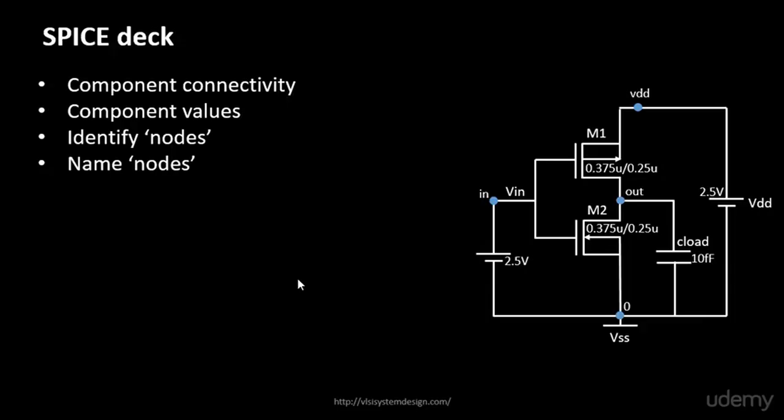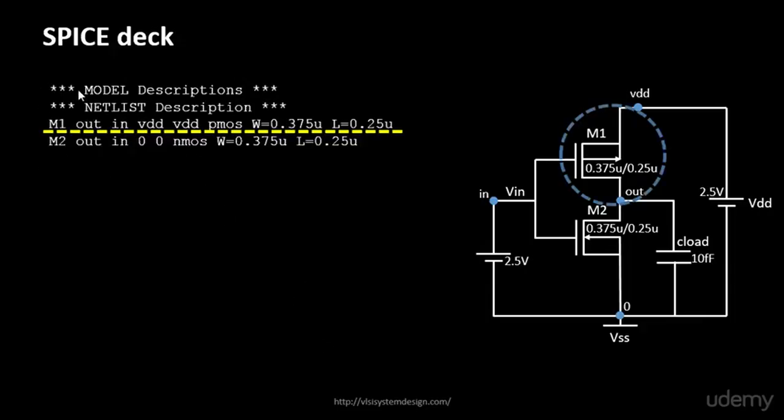So let's start writing this SPICE deck. Okay, so for example, these are just comments. Anything that starts with star are comments. So this is the model description, and we'll start with the netlist description. So let's say M1, the MOSFET M1.